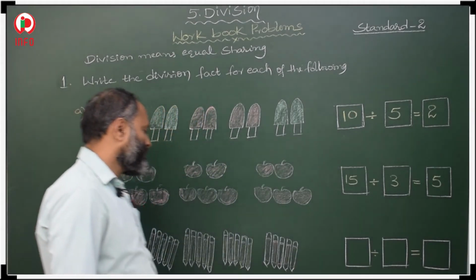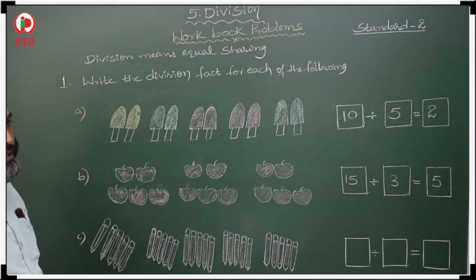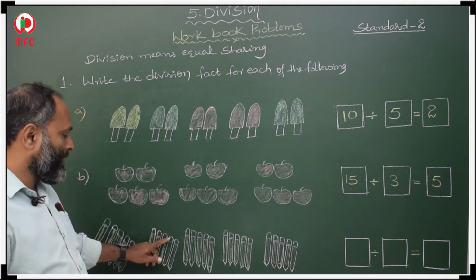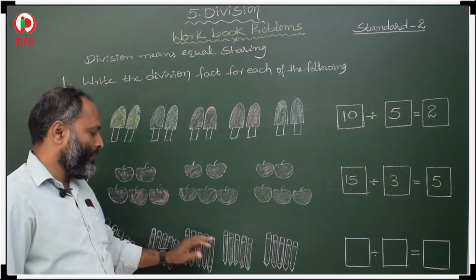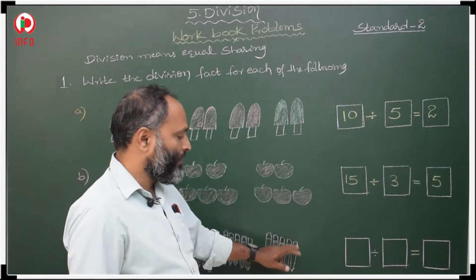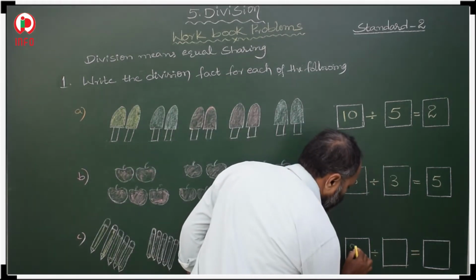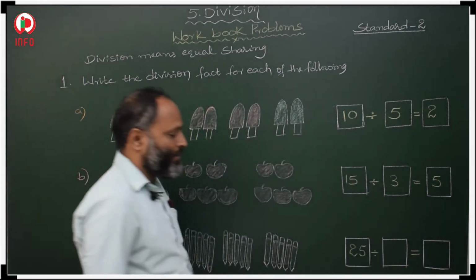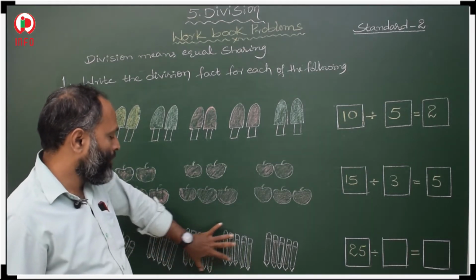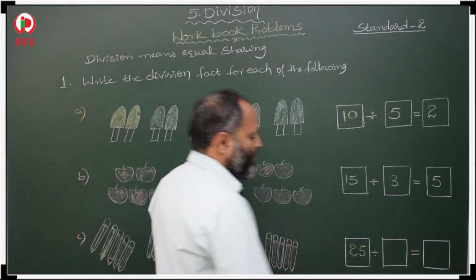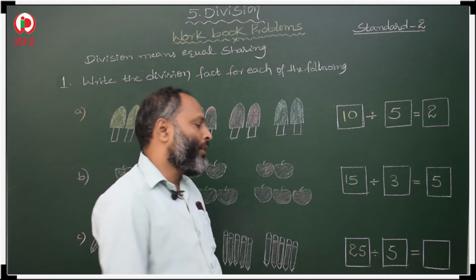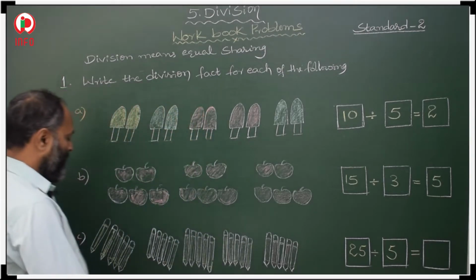Okay. Next, here how many pencils are there? First you count the pencils: 1, 2, 3, up to 25. Total 25 pencils. Then how many groups do we have? First group, second group, third group, fourth group, fifth group. So, total 5 groups. If 25 pencils are divided into 5 groups, then how many pencils are there in each group? In each group we have 5 pencils.